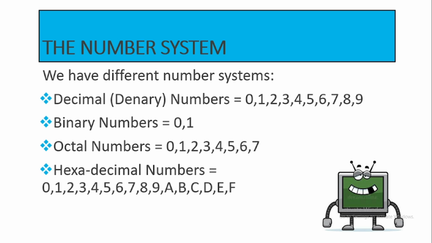So these are just a few. We have base 3, base 4, base 5, and the rest. Good. So that is number systems. And the number system that the computer deals with is the binary number system, a system of zeros and ones.